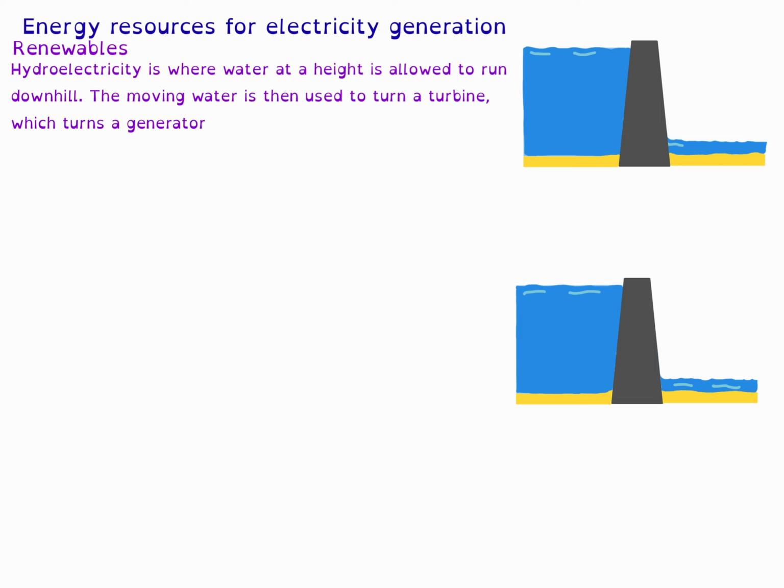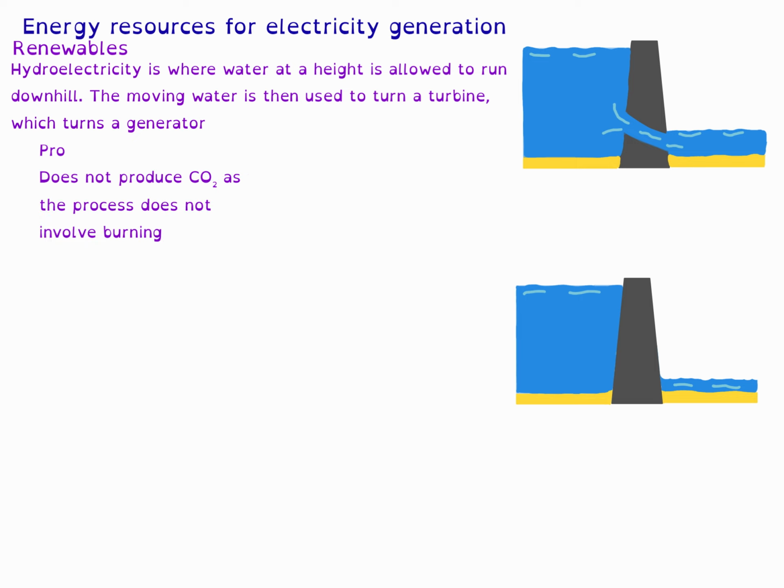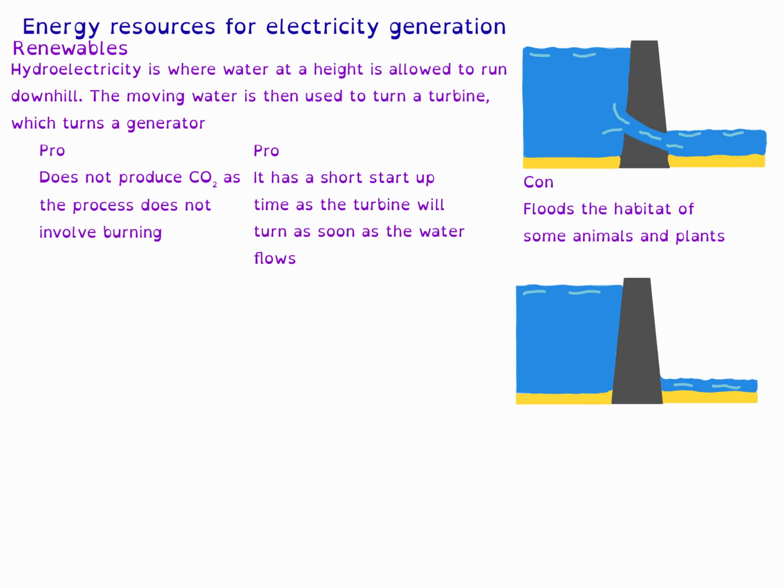Hydroelectricity is where the water at a height is allowed to run downhill. The moving water is then used to turn a turbine, which turns a generator. The advantages of this, the pros: it does not produce CO2 as the process does not involve burning. It has a short start-up time as the turbines will turn as soon as the water flows. However, the disadvantage, the con: it will flood habitats of some animals and plants.